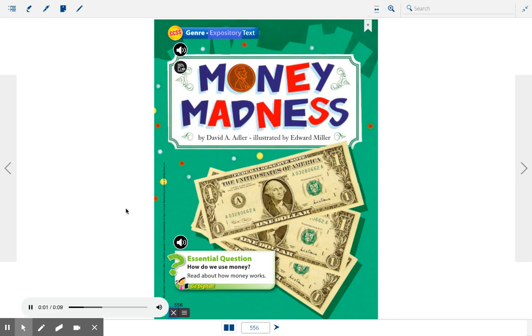Genre: Expository Text. Money Madness by David A. Adler. Illustrated by Edward Miller. Essential question: how do we use money? Read about how money works.